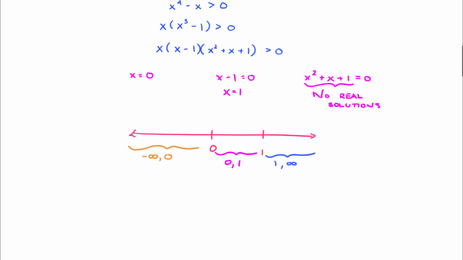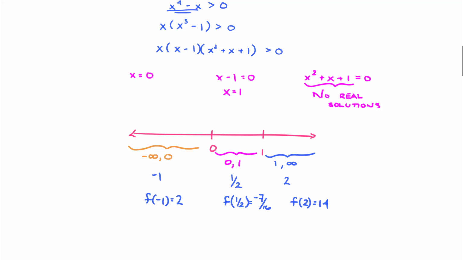And what we will do is take values within each one of those intervals and test them in the function x to the 4th minus x. In the first interval, I chose negative 1 as my x value. In the second interval, I chose 1/2. And in the third interval, I chose 2. So we simply evaluate f of negative 1, and when we do that, we get positive 2. We evaluate f of 1/2, which is going to be negative 7/16. And then we evaluate f of 2, and we get positive 14.